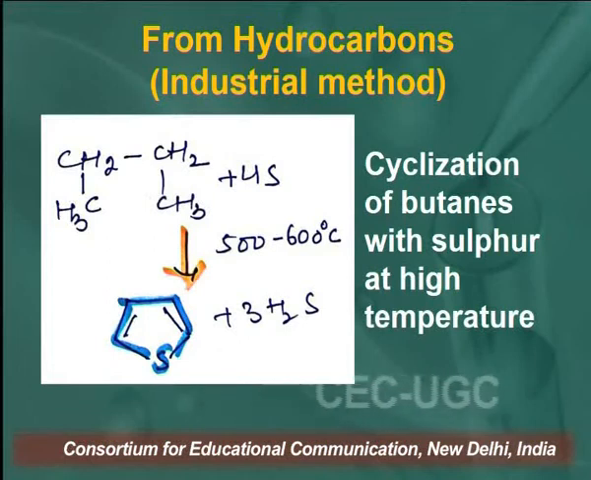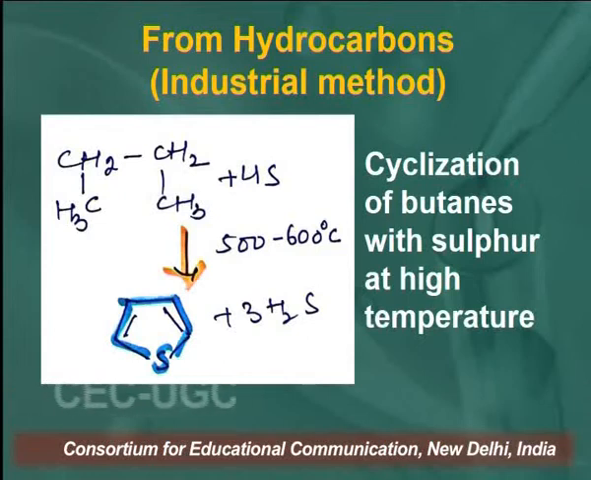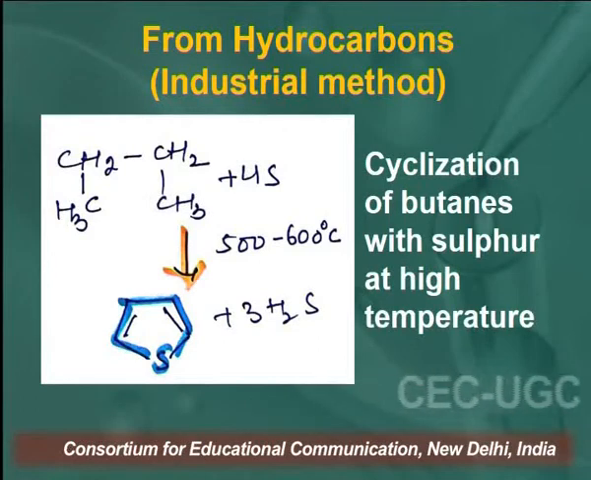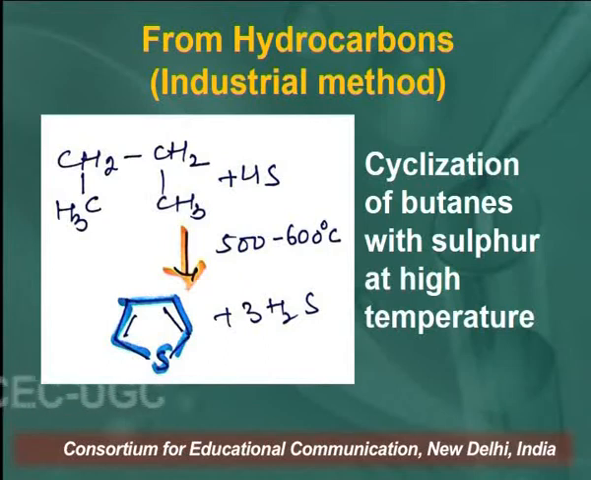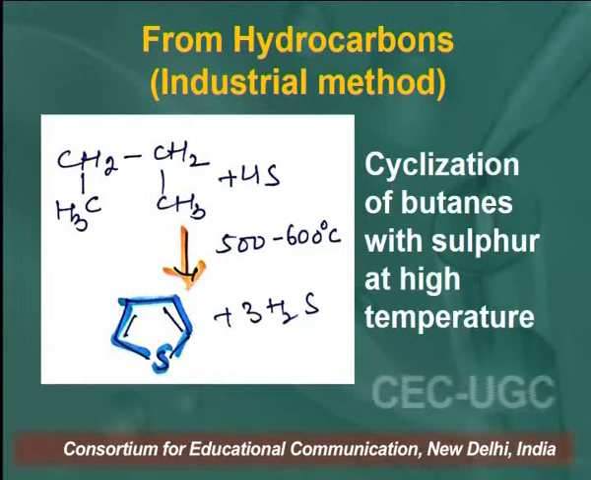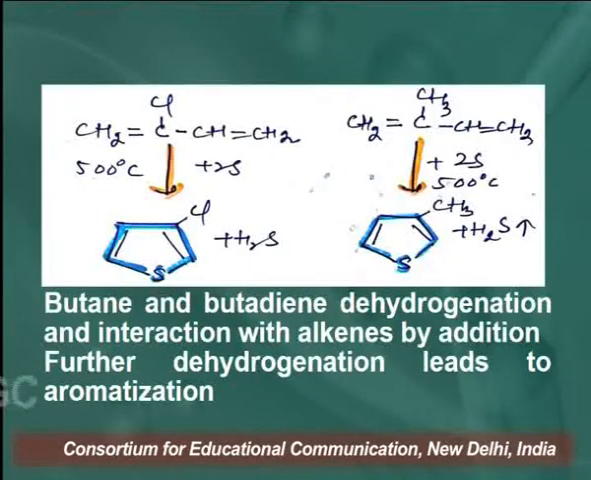Another important method is an industrial method, from hydrocarbons. You can see on your screen, this is butane, a hydrocarbon. From butane we can get thiophene. Cyclization of butane with sulfur at high temperature gives thiophene, and as a side product we get H2S. H2S is a slightly toxic gas.